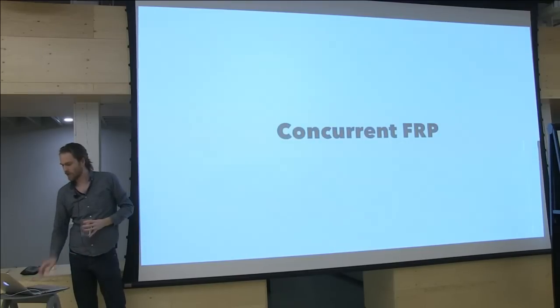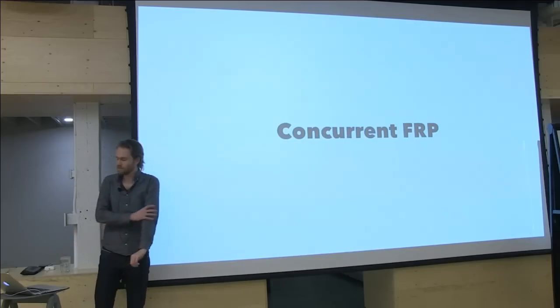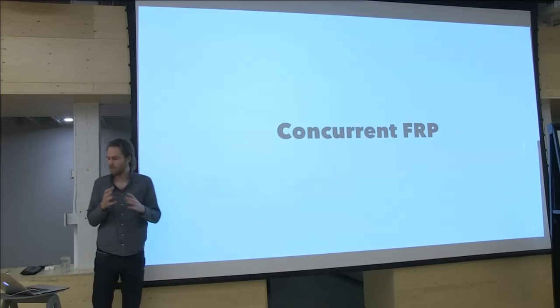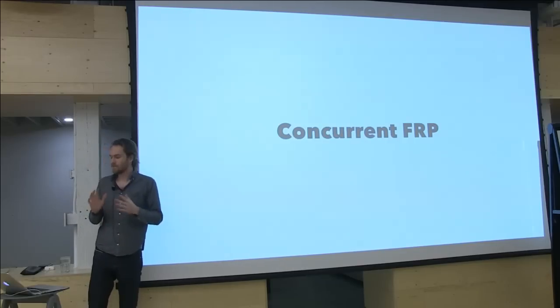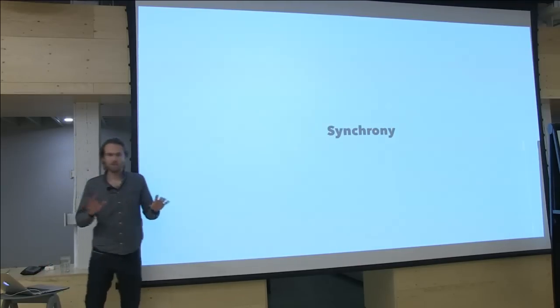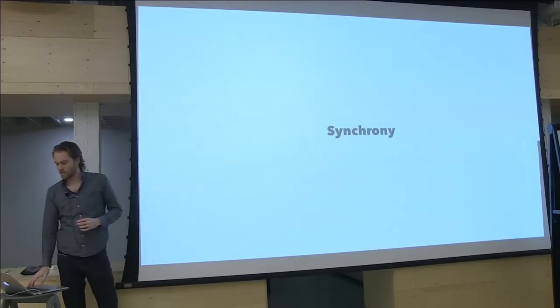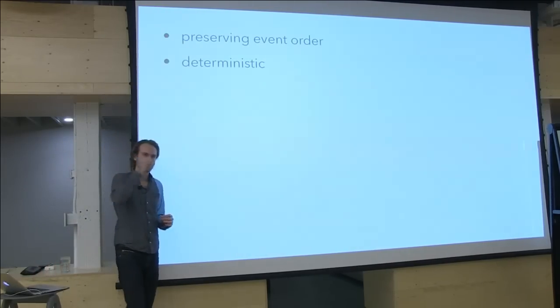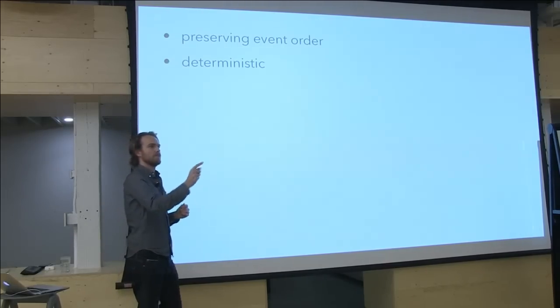There you go. Okay, so this is now getting into the meat of the paper. Why is Elm's FRP, why do we care about it? There have been other FRPs in the past. Well, Elm does concurrency. So let's talk about a couple different things. Synchrony, having different signals be synchronized. What do I mean by that? I mean that you can preserve event order and that you can have determinism.